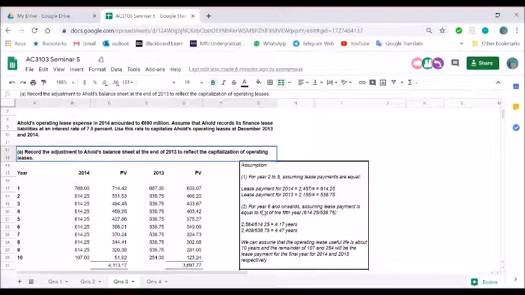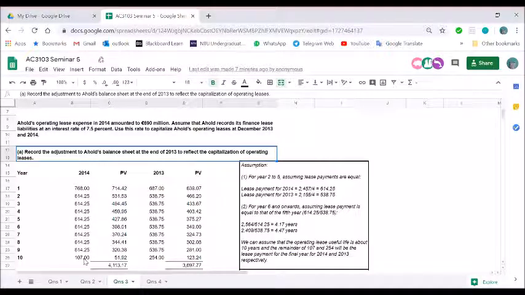And our second assumption is that the lease payments would be constant all the way, and therefore from year 6 to year 9 we would have 614.25, because when we divide 2564 by 614.25 we get 4.17, and for 2013 we get 4.47 years, and therefore we can assume that the operating lease useful life is about 10 years.